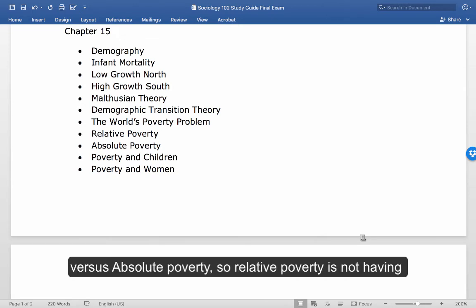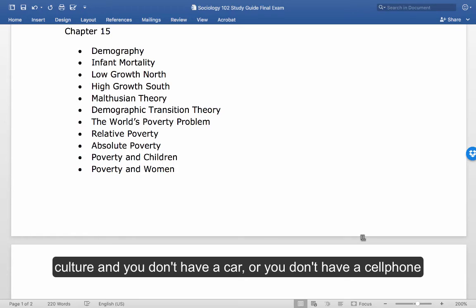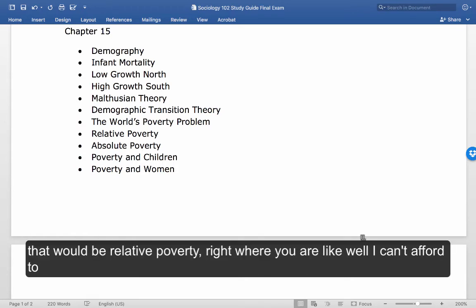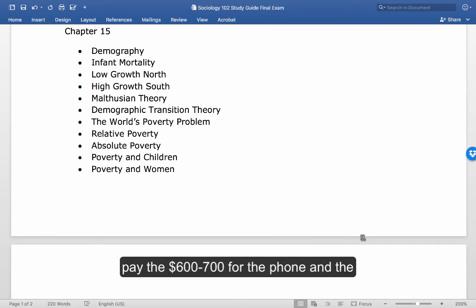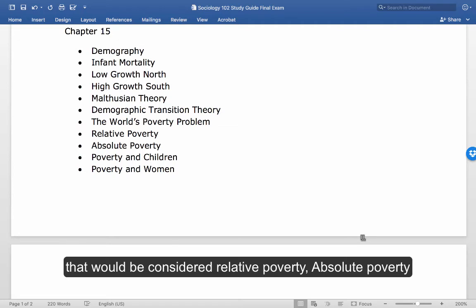Relative poverty versus absolute poverty. Relative poverty is not having resources that most people take for granted in society. That would be like if you live in our culture and you don't have a car or a cell phone, right? Where you're like, well, I can't afford to pay $600 or $700 for the phone and whatever it is, like $100 a month depending on your plan, to maintain it. That would be considered relative poverty.